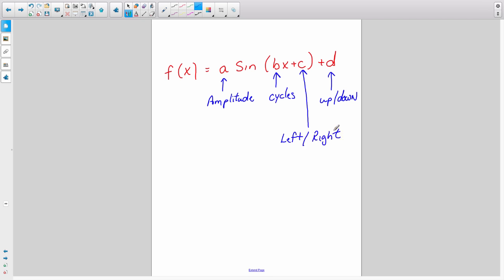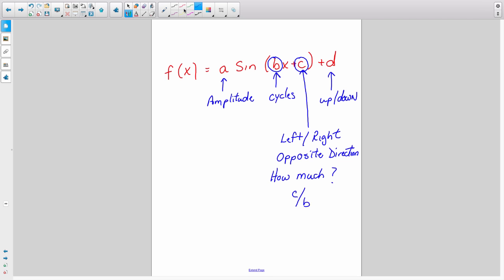But just like the parabola, it's going to be in the opposite direction. Okay? And here's the thing that's so important. How much do you move? This is the question. To find out, it's actually C over B. That's how much you move.